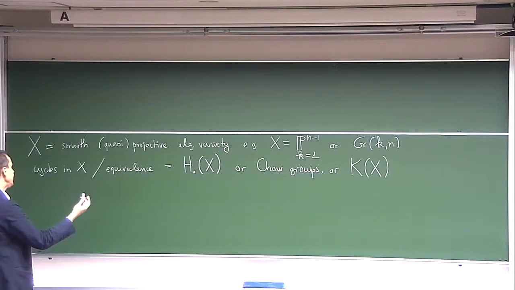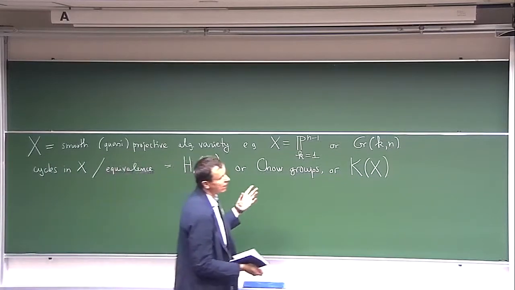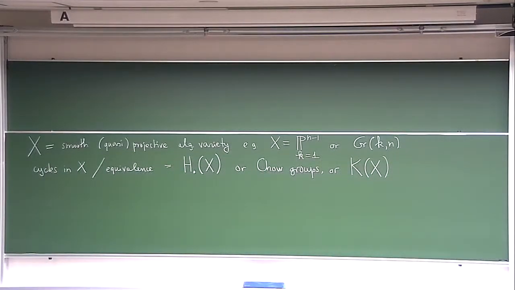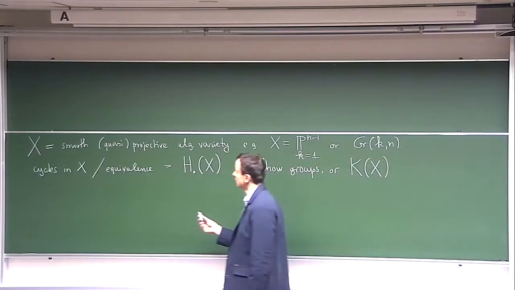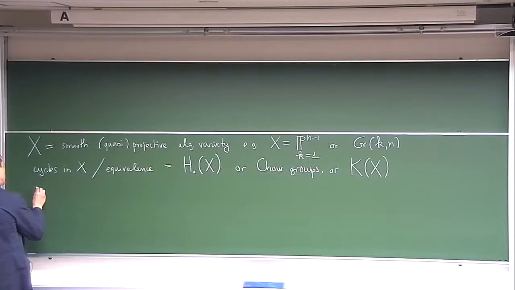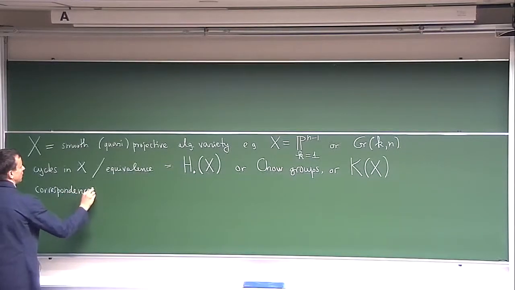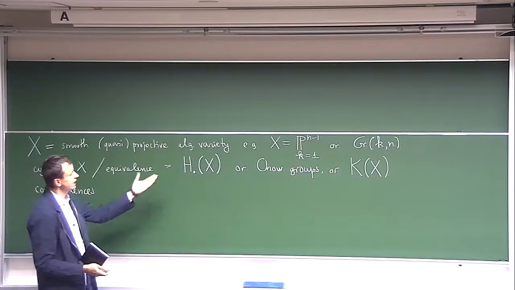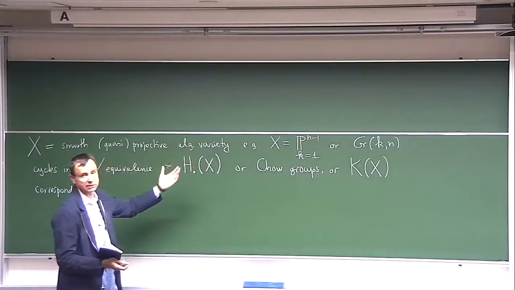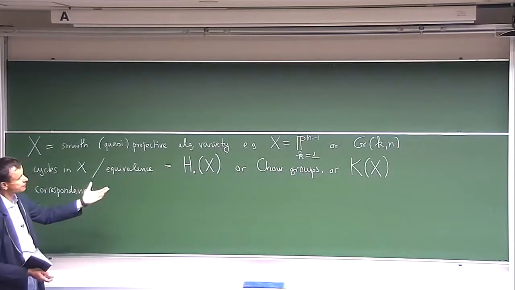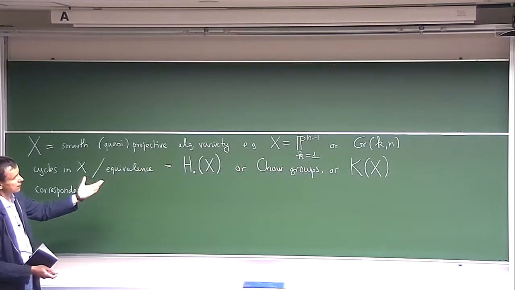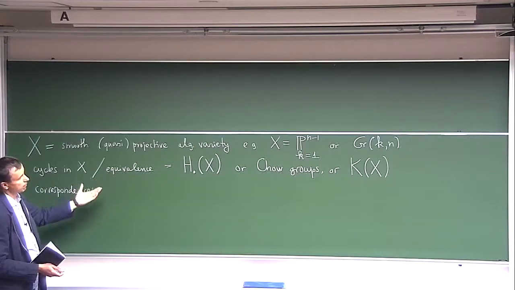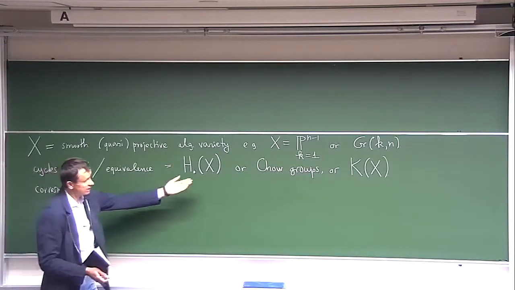And they are the arena. How will operators appear? The setup of quantum mechanics is a space and some operators. And so how will some operators appear in this setting? Correspondences. So what's a correspondence? It's an object of the same kind on the product with X. It could be a product with some other variety, but for now let's take X with itself.